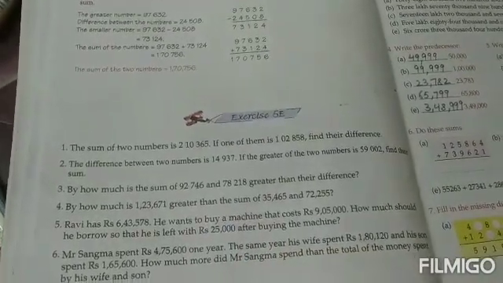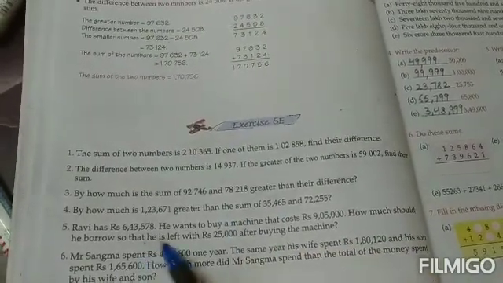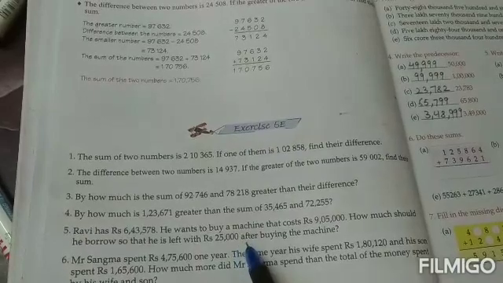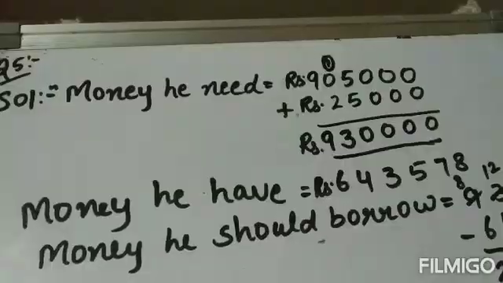This we have to find. Means we have to find how much money he should borrow so that he is left with 25,000 after buying the machine. So see how to solve this question.